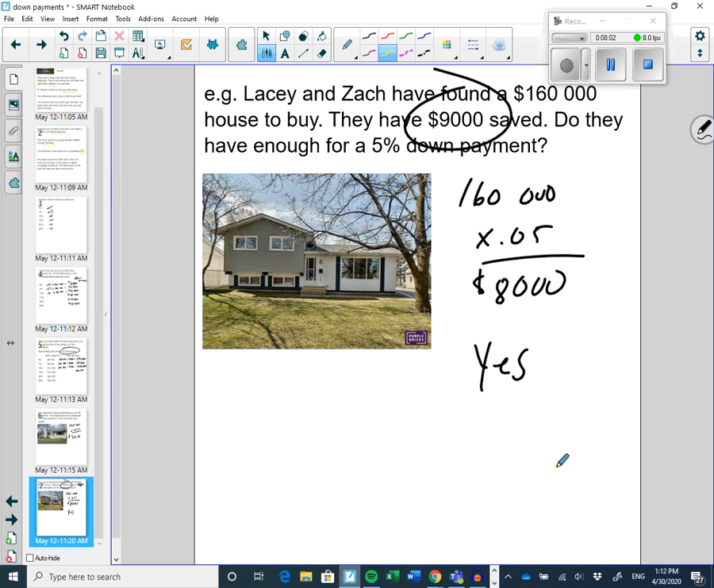Okay, that's it for the lesson. All you really need to be able to do is do that multiplying and subtraction. I guess I should have probably asked a question here. So how much is the mortgage amount? I didn't ask it in the question, but let's just do it. So we would take this 160,000 and we would subtract that down payment of 8,000.